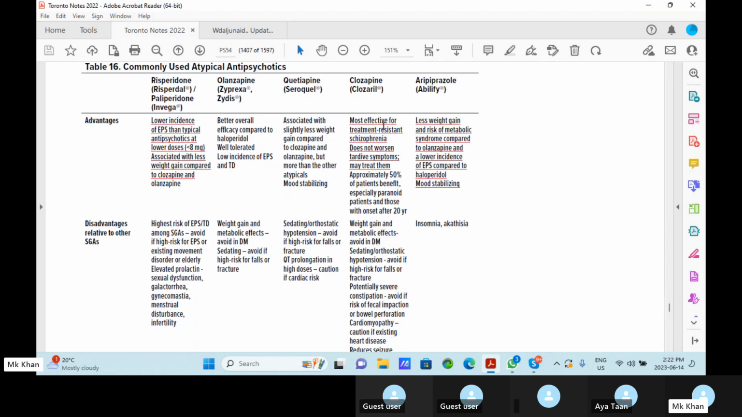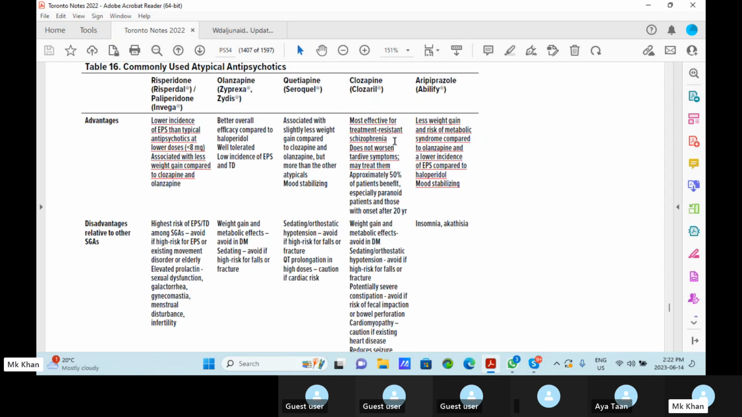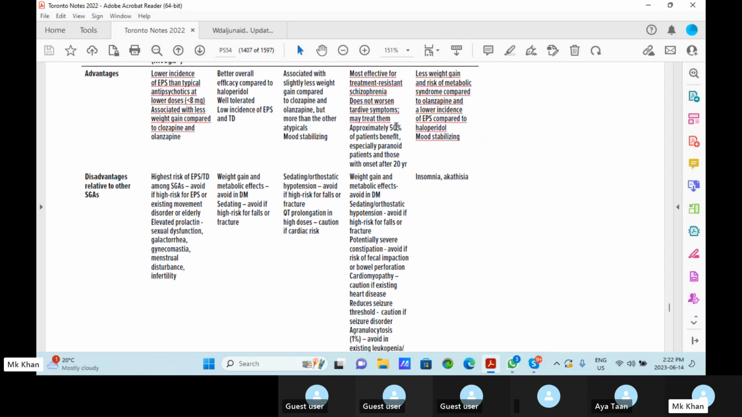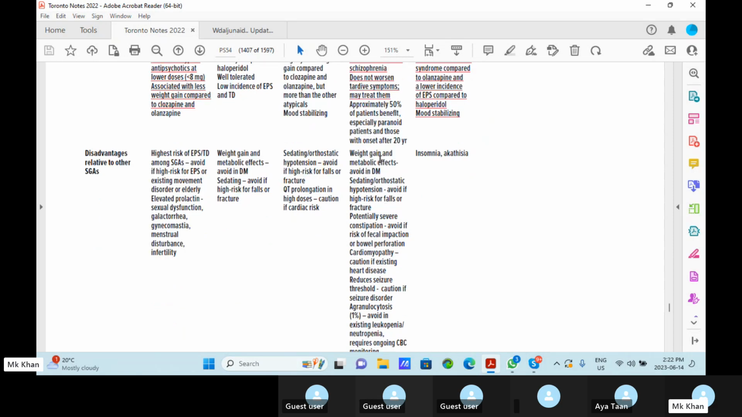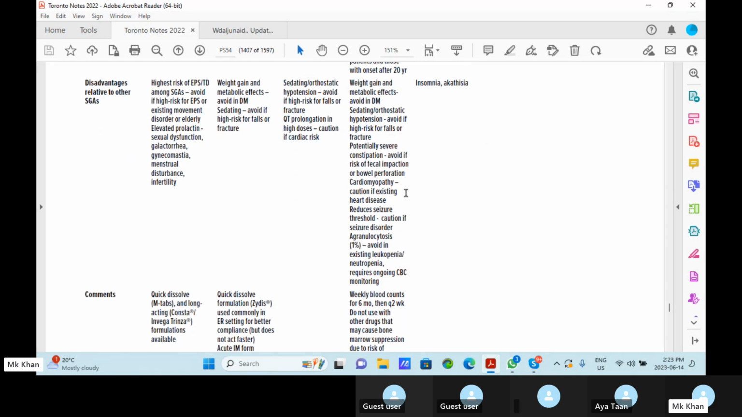And then clozapine is for treatment resistant schizophrenia, like if nothing works, then this is the last option. It does not worsen tardive symptoms, and may treat them. Approximately 50% of patients benefit, especially paranoid patients and those with onset after 20 years. So this one is important to remember. And as we have studied, olanzapine and clozapine cause the highest weight gain and metabolic effects. This one is also sedating, avoid if high risk. So all of them are sedating.